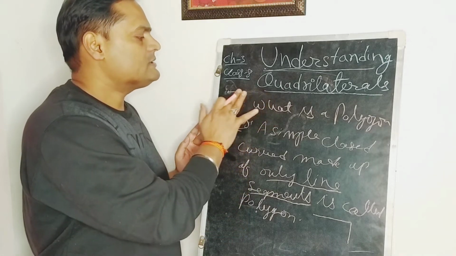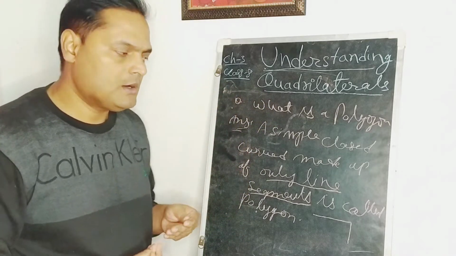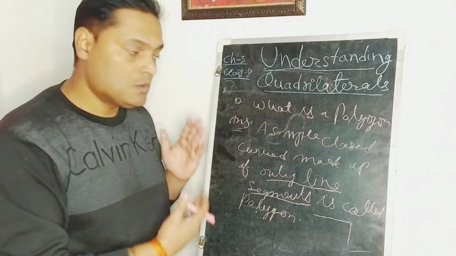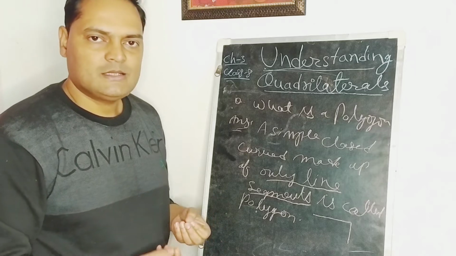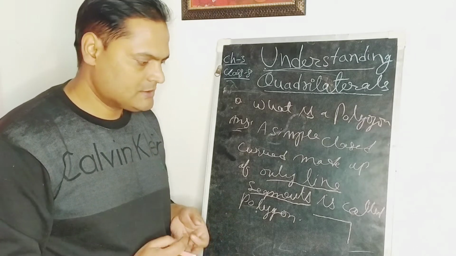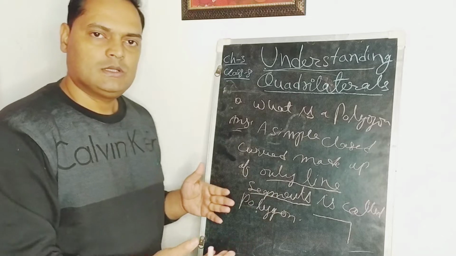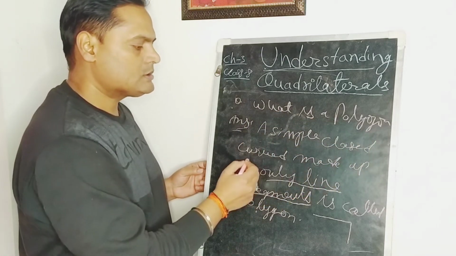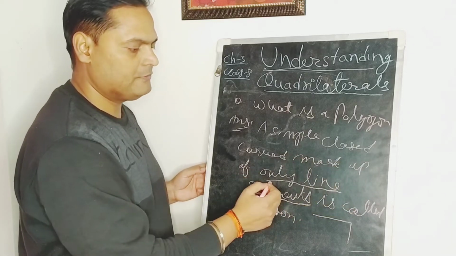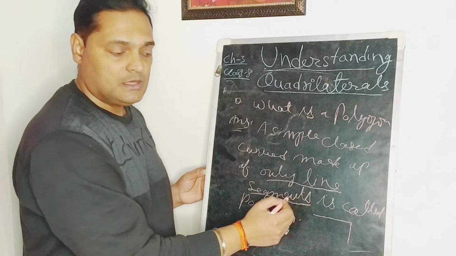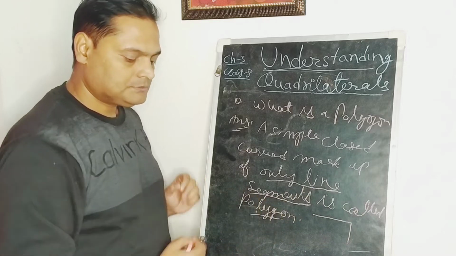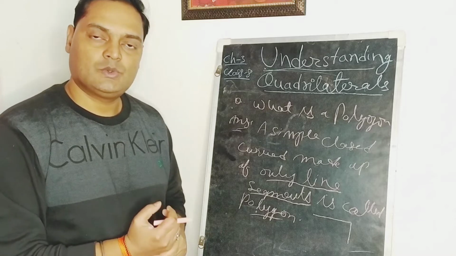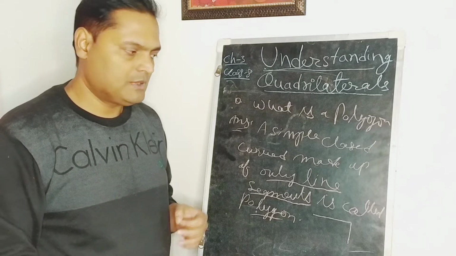These are the very simple things which we recapped now. Of course you are in the 8th class, so definitely you should know all these things. These are the basic things which we learned in the previous classes. Coming back to the topic, what is a polygon? A simple closed curve made up of only line segments is called a polygon. Simple. If there is anything you have not understood, you can comment and ask me about it.